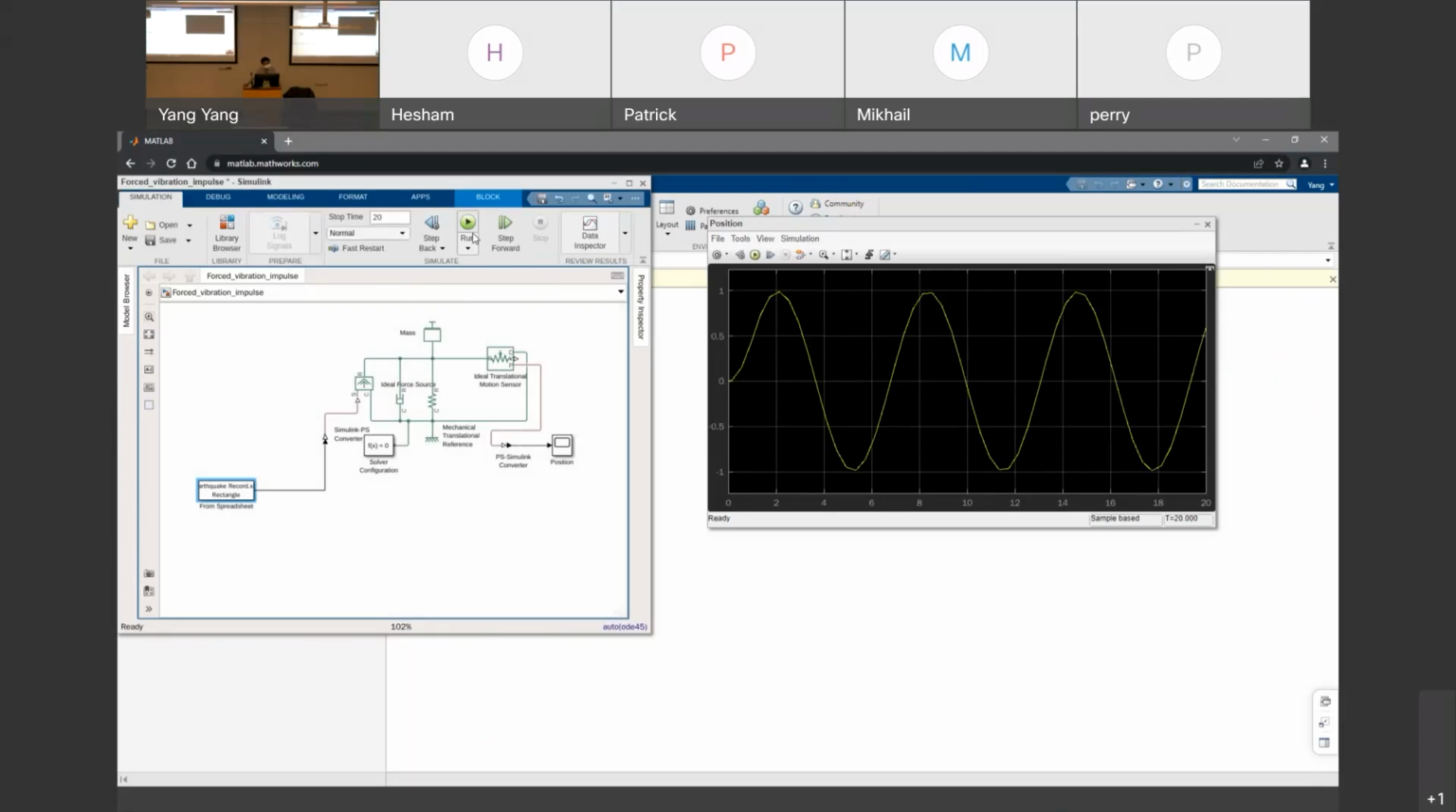It's a sine wave. Unfortunately, nobody gets all the points. It's a sine wave again. So is the displacement always a sine wave?